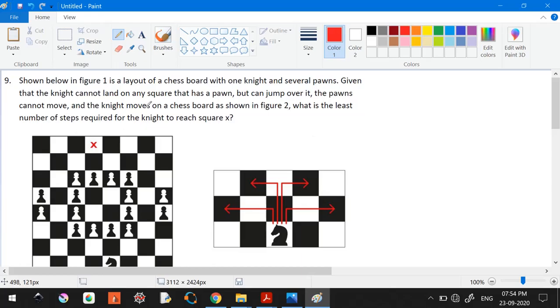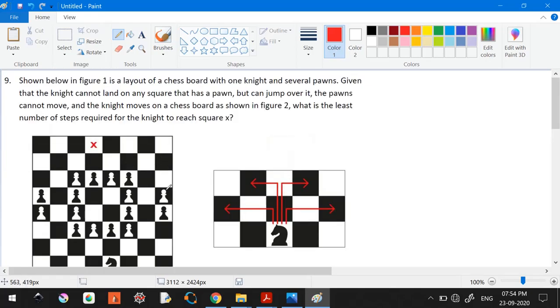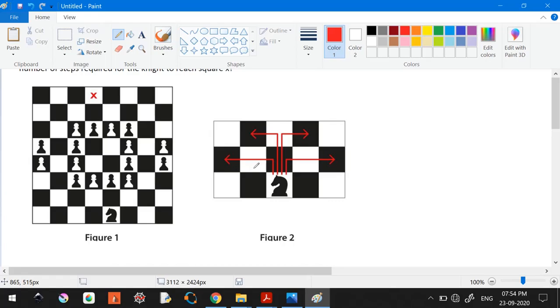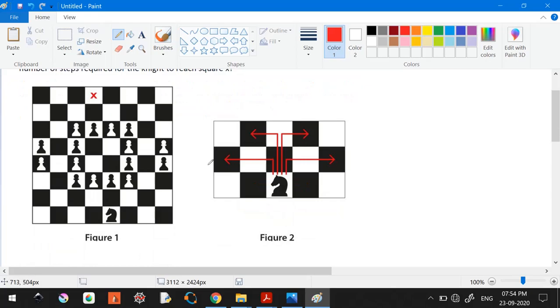Given that the knight cannot land on any square that has a pawn, that is obvious. It cannot go and sit on top of some other piece, but can jump over it, which is given here. The pawns cannot move. That's what they are saying. And the knight moves on a chessboard as shown in figure 2. I hope you know how a knight moves in a chessboard, which is very basic. I think everyone knows this.